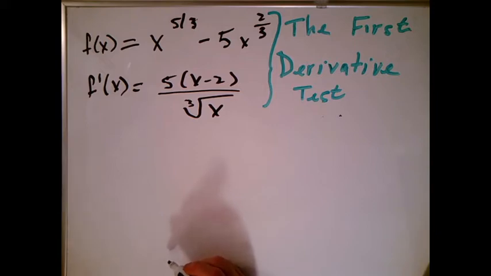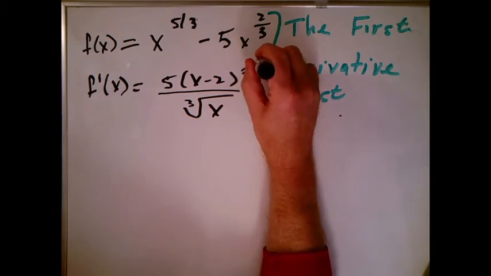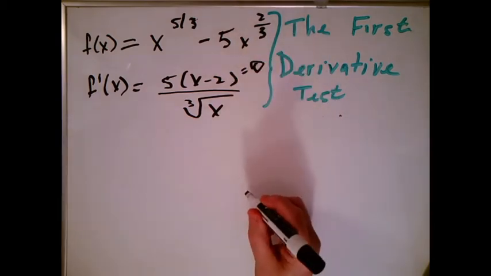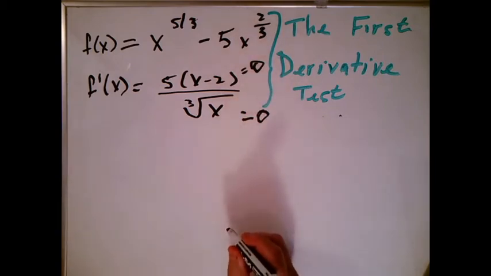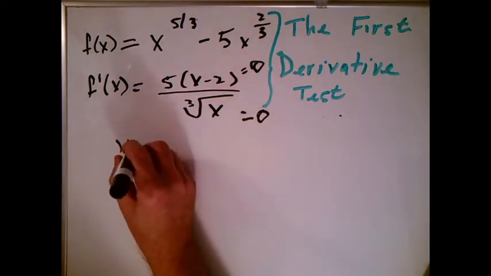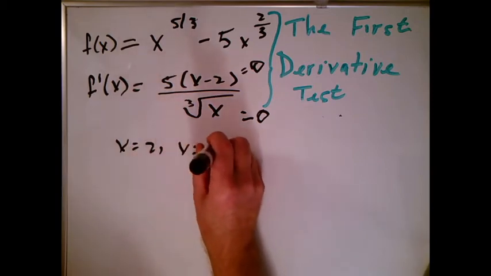It says find all the critical points. Well, what are critical points? Those are the places where the derivative is equal to 0 or is undefined. The reason I like to write the derivative as a fraction is because I can find out when there's 0 by setting the top equal to 0. I can see when the derivative is undefined by setting the bottom equal to 0. And so I can see I have two critical points, right? X equals 2 and x equals 0, like that.